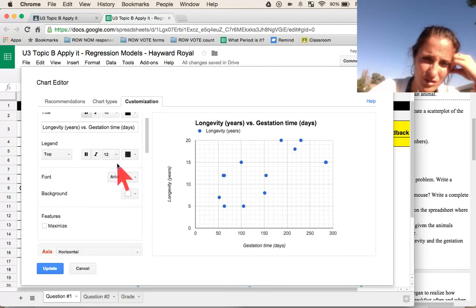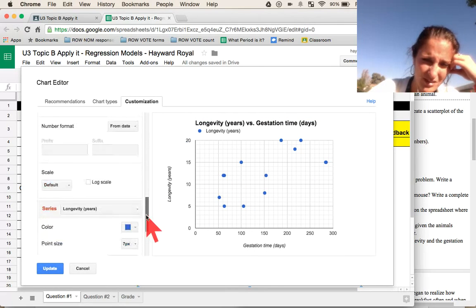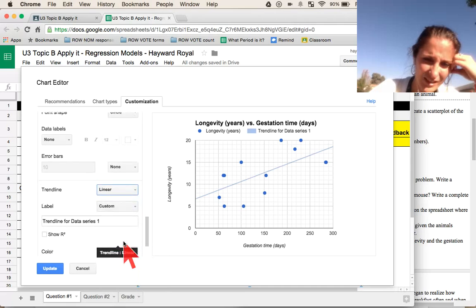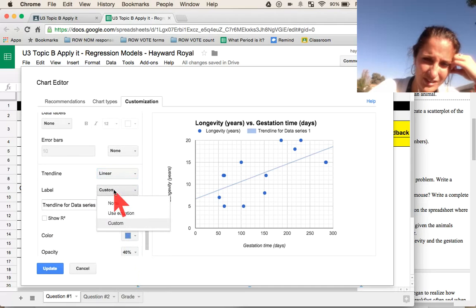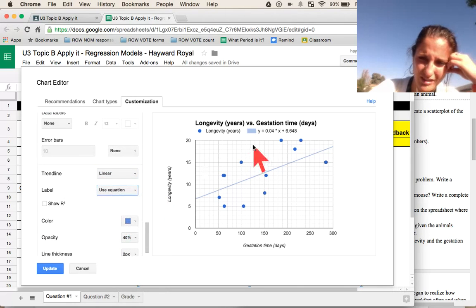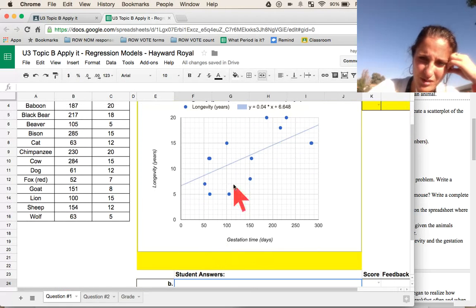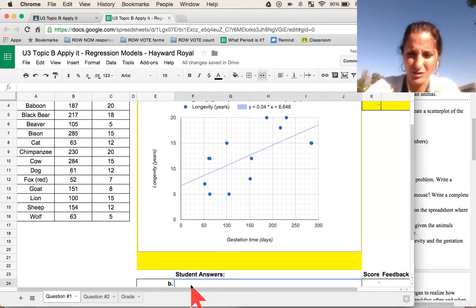And I'm going to scroll all the way to the bottom where it says trend line. I'm going to select linear. And then the label is going to be equation. That way I can actually see what the equation is. Update. I'm going to record that equation right here. So here we go. Now I can see it.